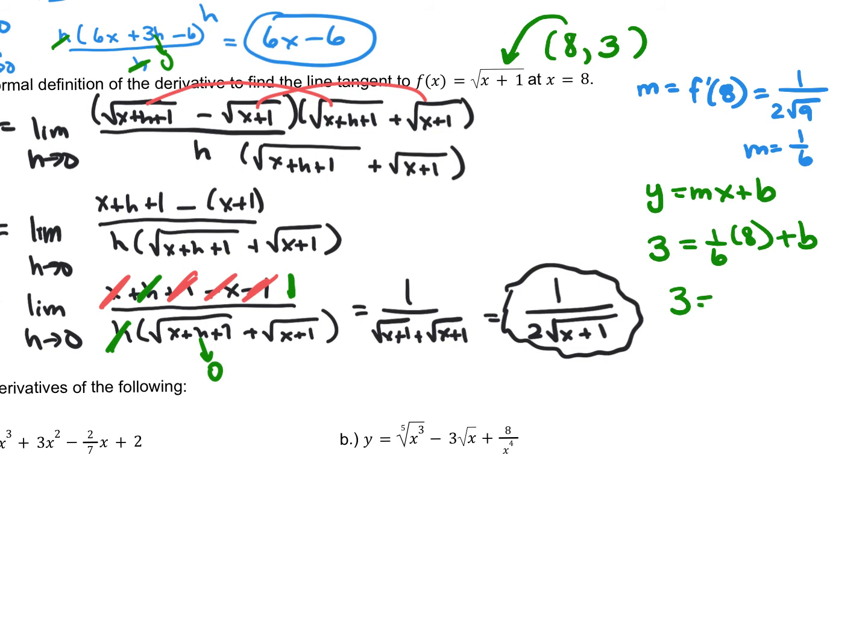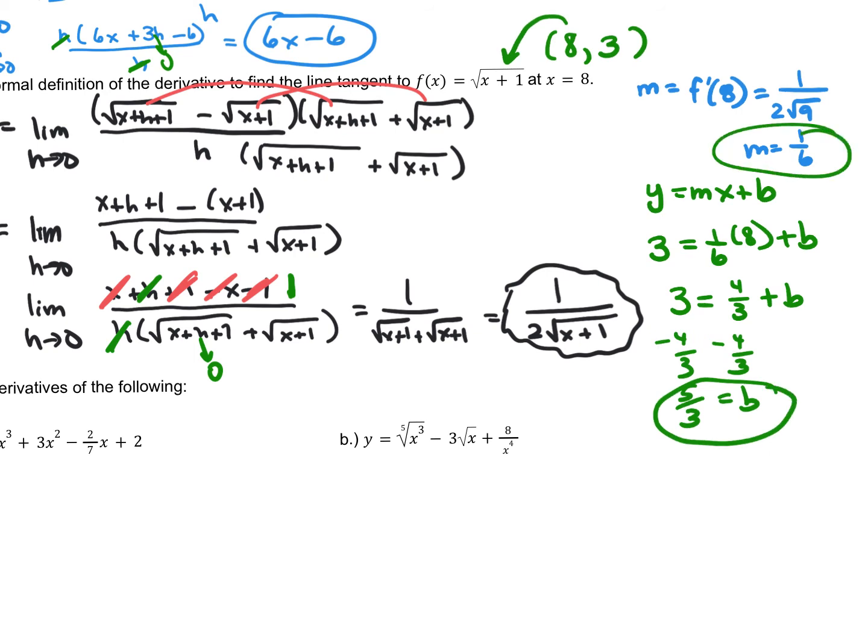So let's see, this is 3 equals 8 times 1/6, or 4/3, plus b. And then I'll just subtract 4/3 from both sides. So 3 is 9/3. 9/3 minus 4/3 is 5/3. So I have my intercept, I have my slope, but I still have to write my final tangent line equation. Y equals 1/6 x plus 5/3.